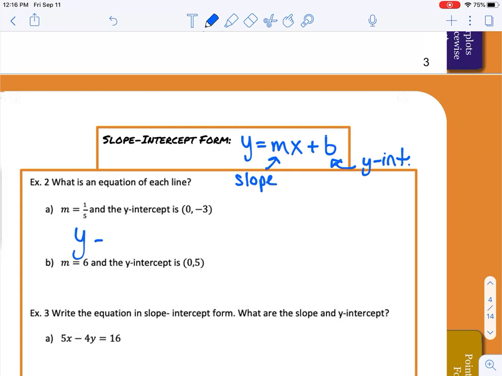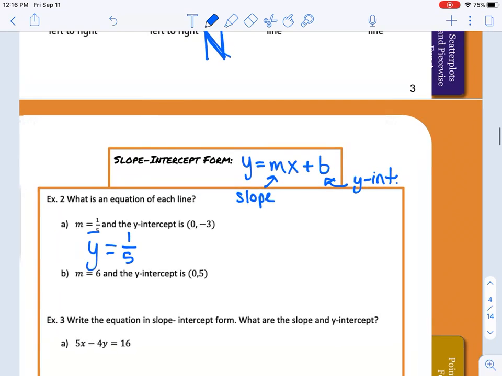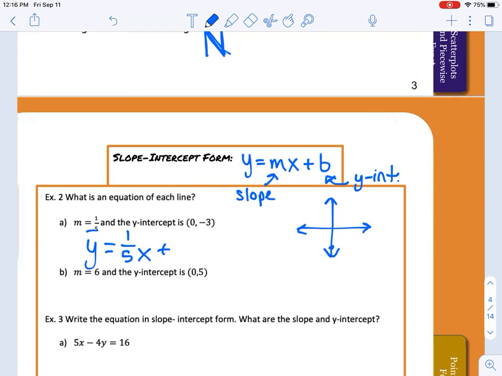So we have y equals, m is 1/5, x plus, now they don't just say b equals here, but we know if we plot the point 0, negative 3, that is down here, that is on our y-axis, so it is the y-intercept. So our y-intercept is negative 3. So we can write a y-intercept like this, or we can write it as b equals negative 3.